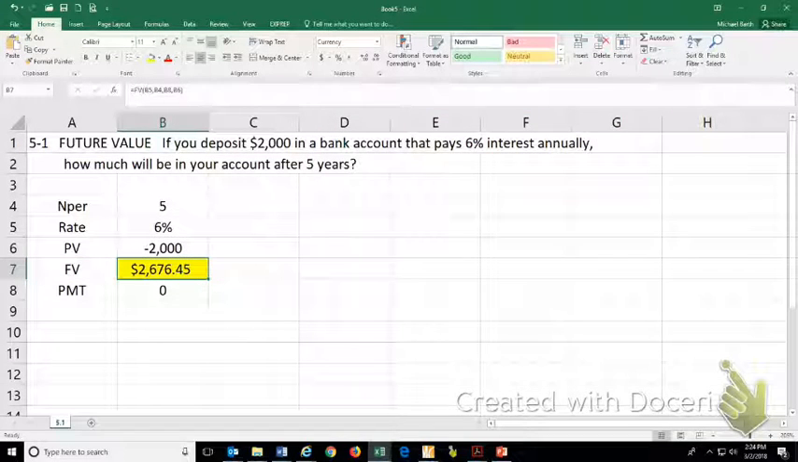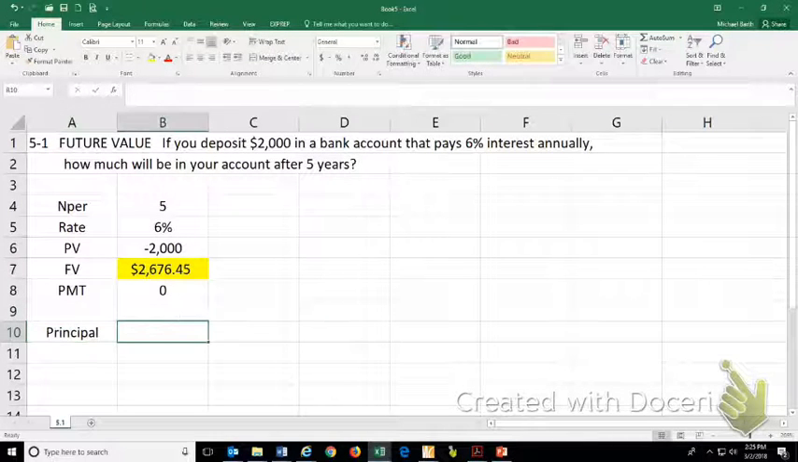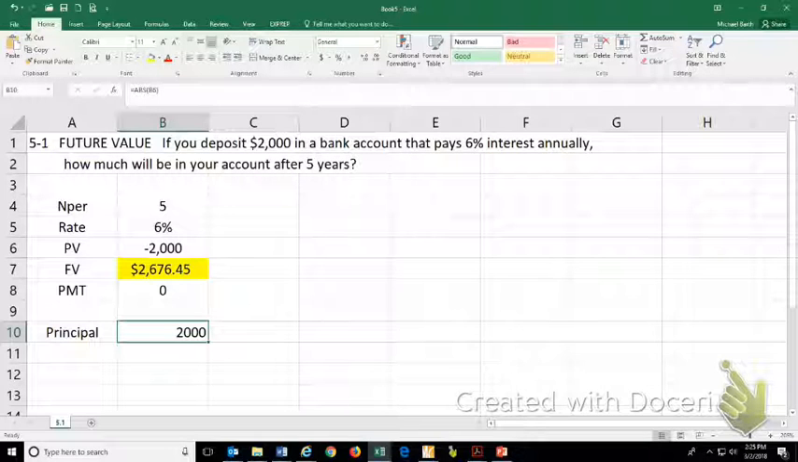All right, so the answer is $2,676.45. How much of that is interest? Well, if you gave them $2,000 and you got back $2,676, then the principal would be the $2,000. That's your money, the amount you started with.